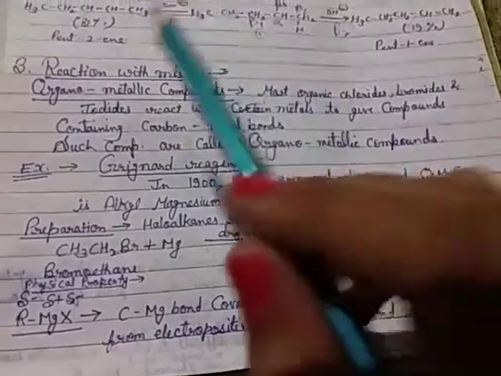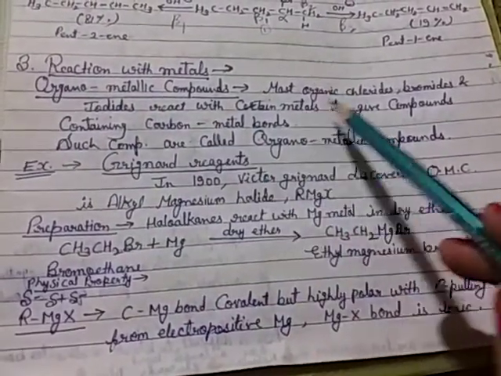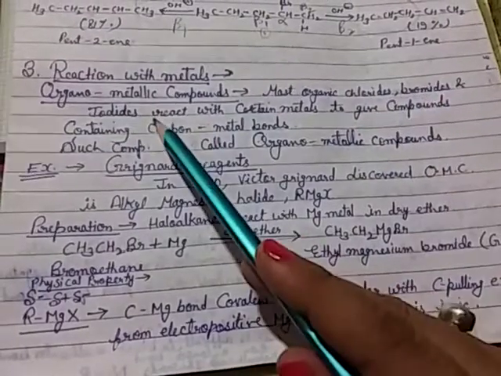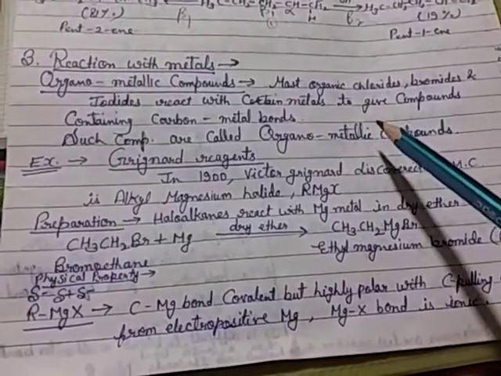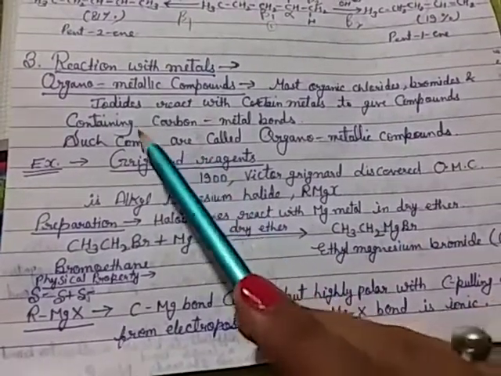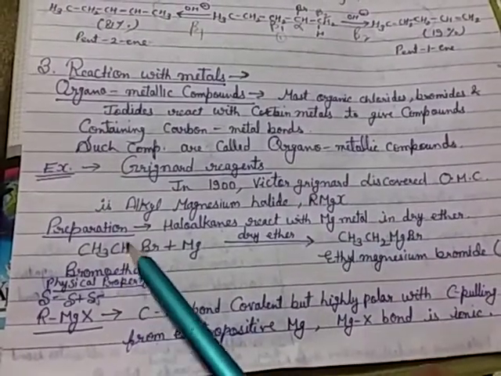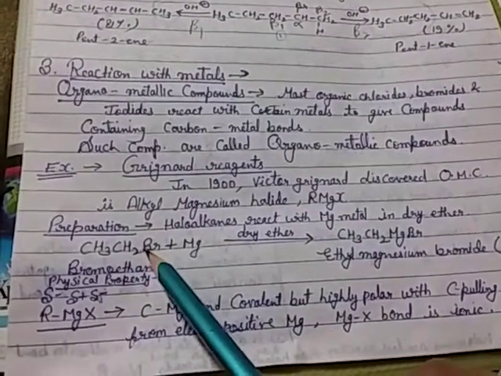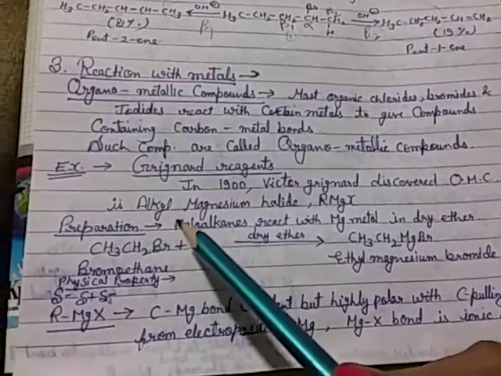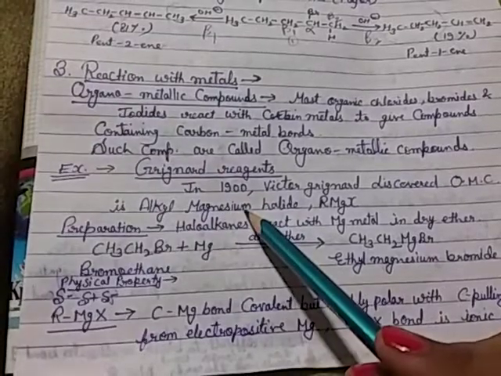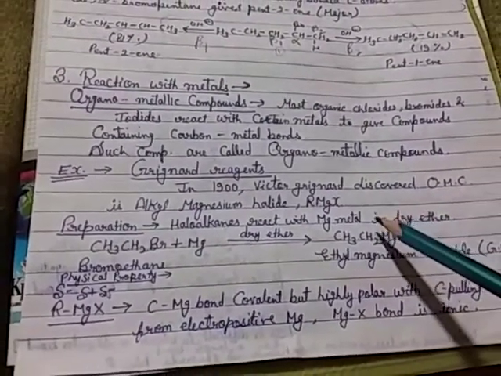Again, organometallic compounds: most organic chlorides, bromides and iodides react with certain metals to give compounds containing carbon-metal bonds. Such compounds are called organometallic compounds. Like Mg with Br, a bond is formed, giving RMgBr, a Grignard reagent. In 1900 Victor Grignard discovered the organometallic compound alkyl magnesium halide.